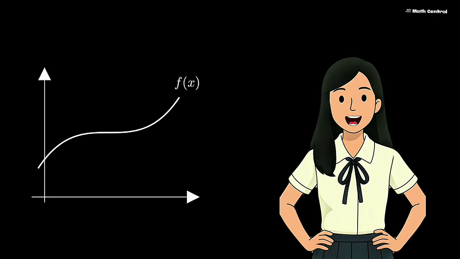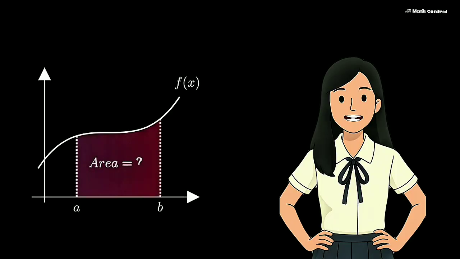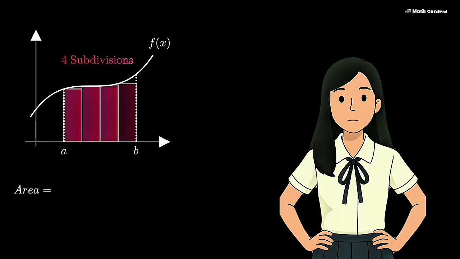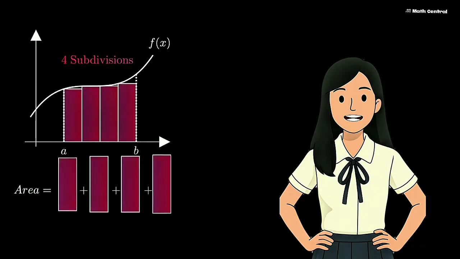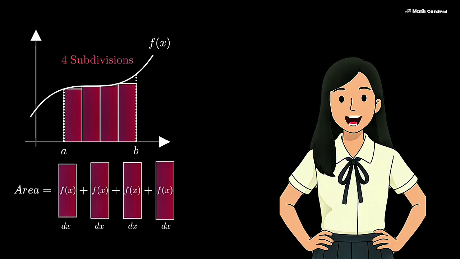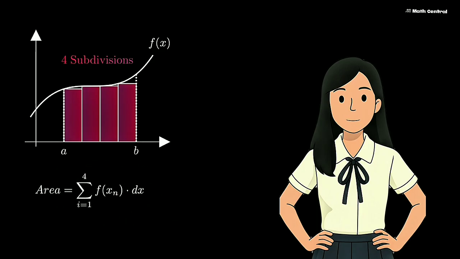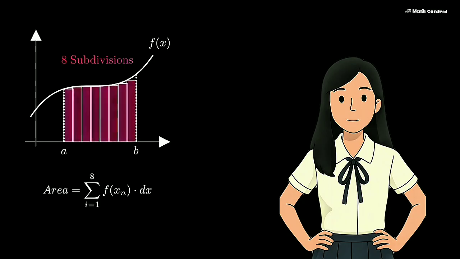How do we find the area under a curve? Instead of counting blocks, we slice it into rectangles. Each rectangle has a height of f(x) and a tiny width dx, and we add them all from x equals a to x equals b.